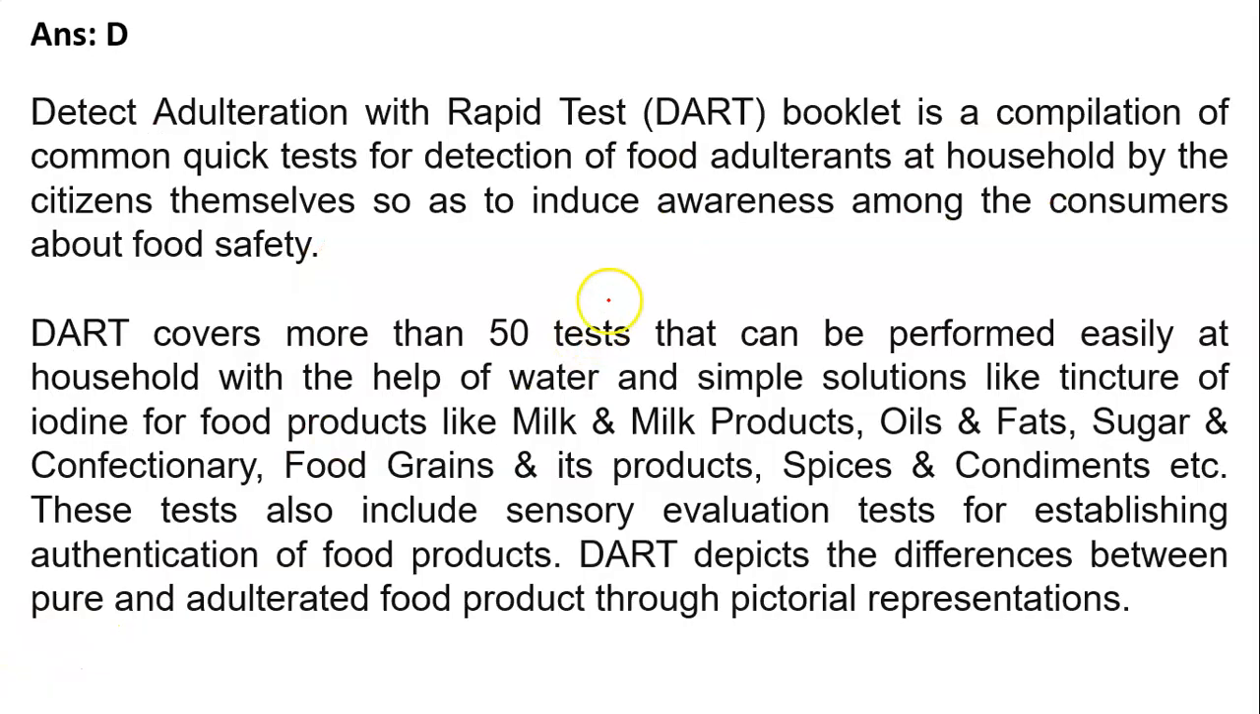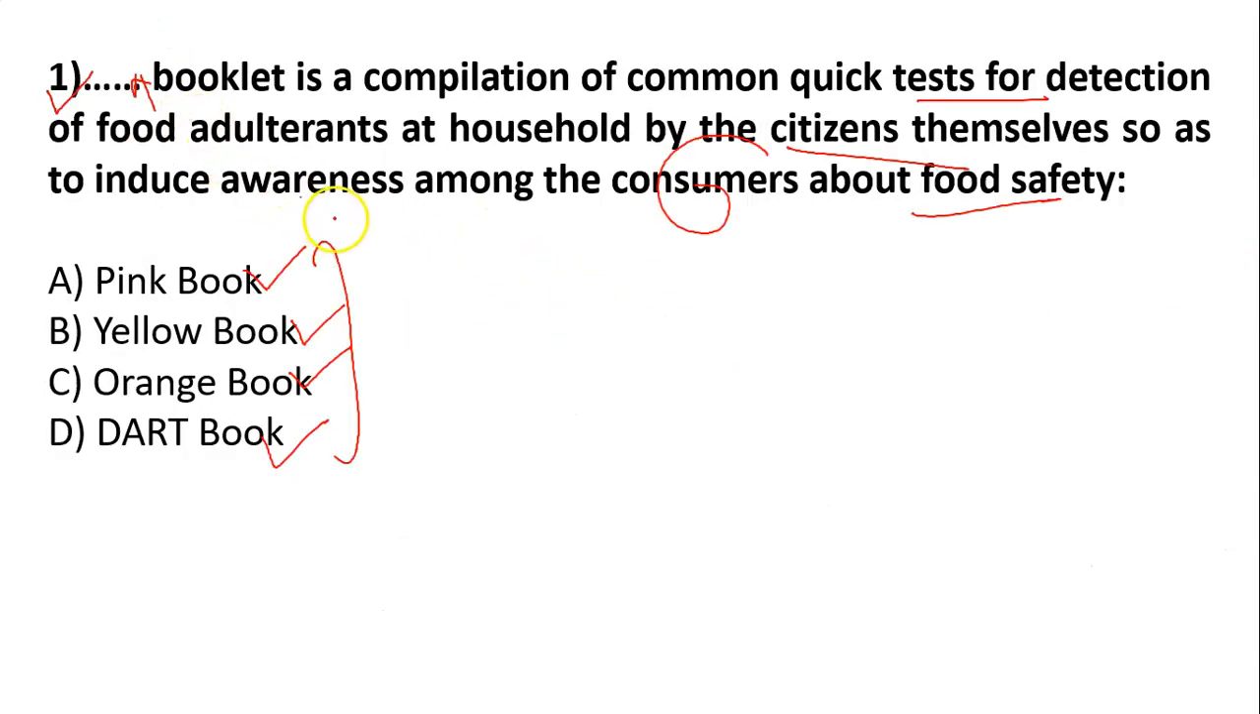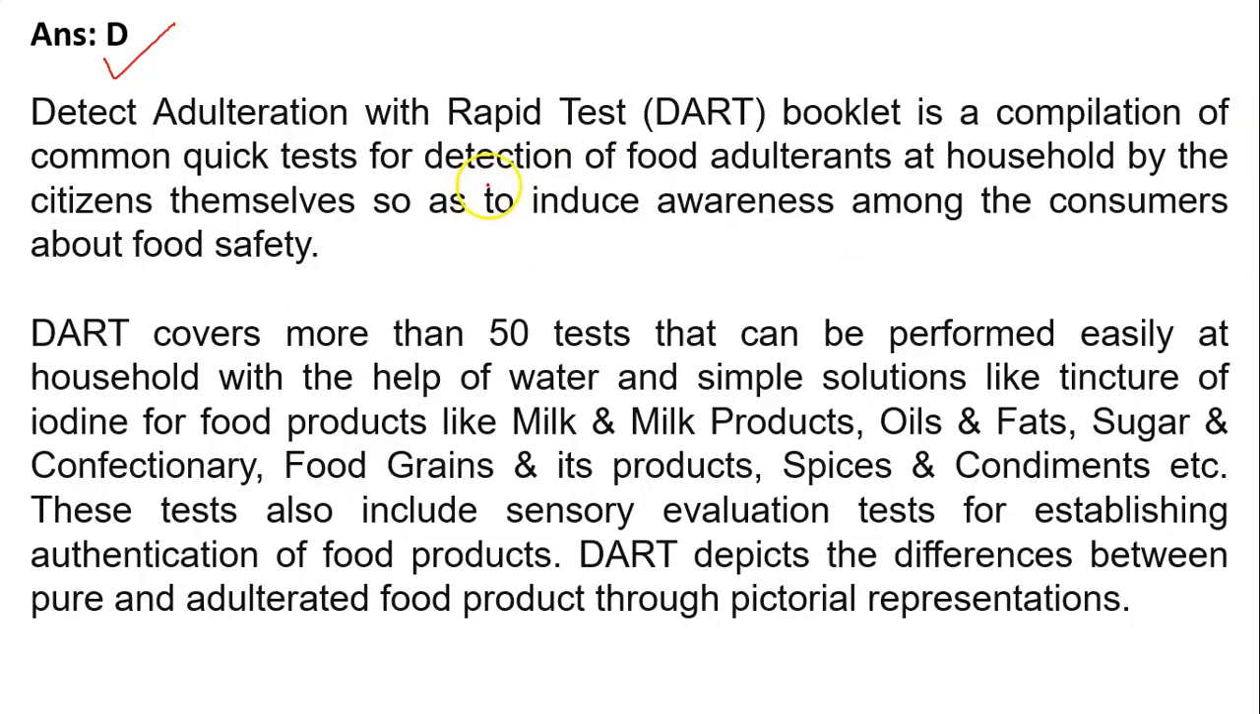Now its answer will be D. Actually, this booklet is a compilation of common quick tests for detection of food adulterants at household by the citizens themselves, so as to induce awareness among the consumers about food safety. The full form of this book is Detect Adulteration with a Rapid Test, known as DART in short. So this booklet is a compilation of common quick tests for detection of food adulterants at household by the citizens themselves.